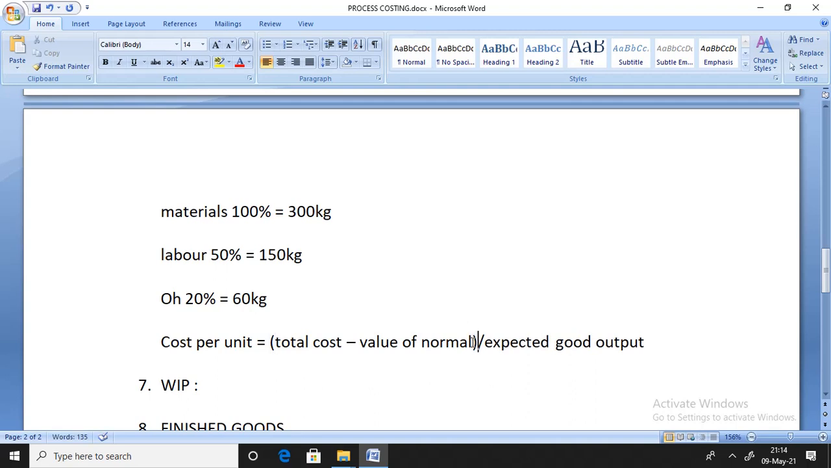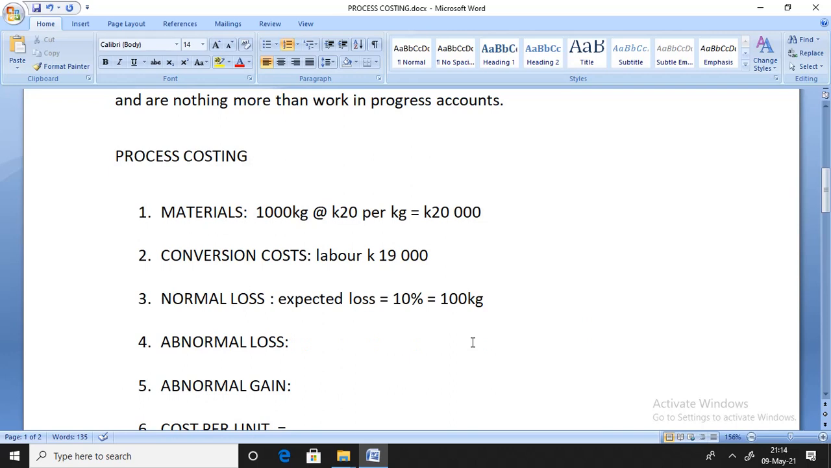This is the expected loss. So if you are expecting 10%, for instance, you are expecting 10% of the materials to be lost during the process, then your expected good output would be the materials you started with, 1000 kg, minus 10% of 1000 kg, which is going to be 900 kg. So the expected good output will be 900 kg.